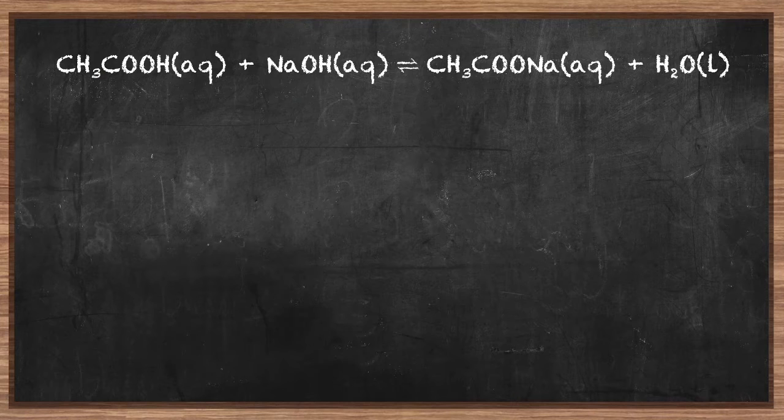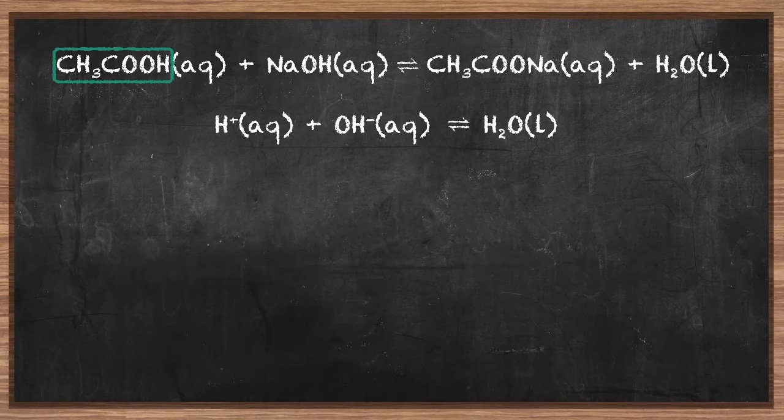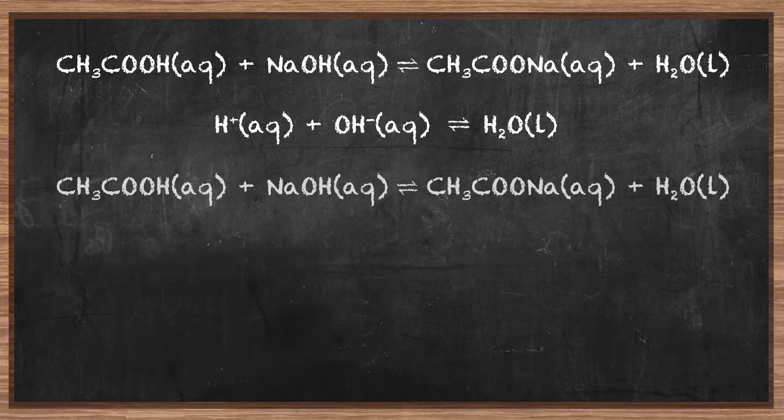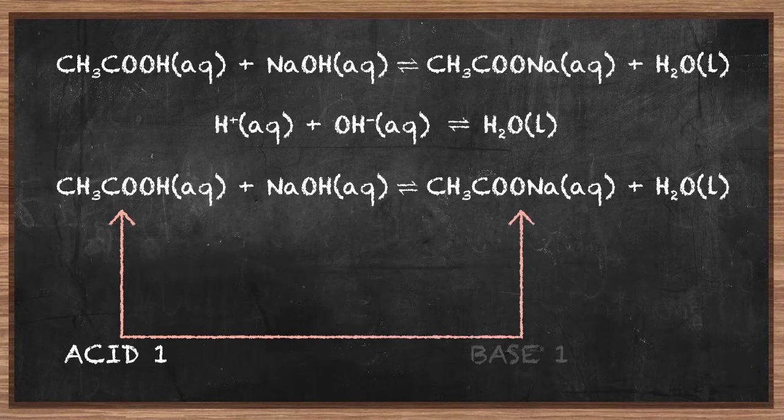Can you identify the conjugate acid-base pairs in this example? CH3COOH loses its H+ ion and releases the anion CH3COO-. Therefore, we will name CH3COOH as acid 1 because it gave away its proton, and its conjugate base is the CH3COO- ethanoate ion.